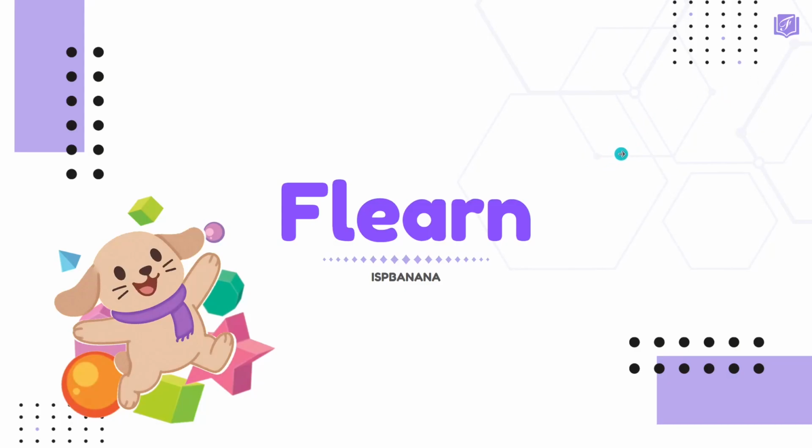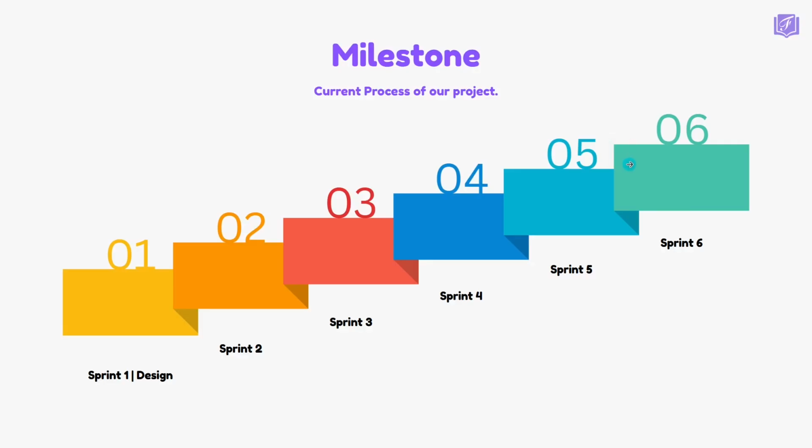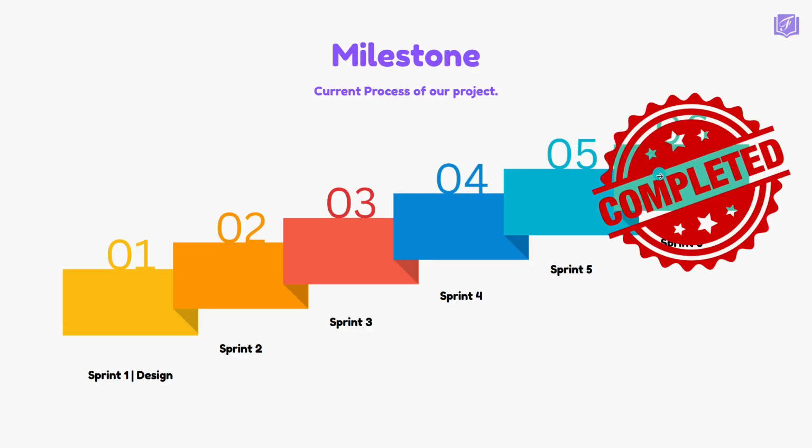Today we are with our group ISPBanana, and we are presenting about software development. Right now we are currently on sprint 6, which we actually finished everything. In this presentation we are going to talk about what happened in every sprint, what we have done, what happened, and what went wrong.